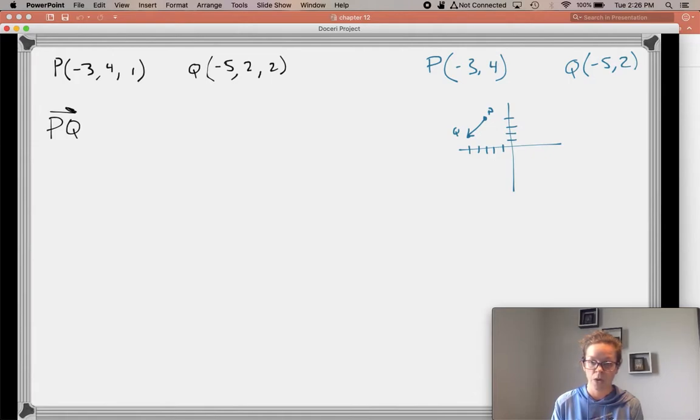Now what we want to do is translate this over so that it originates at the origin. So we want P to relocate itself to point (0, 0). Think about how I would do that. On my x-axis, P is at -3, so I'd have to go over 3 spots.